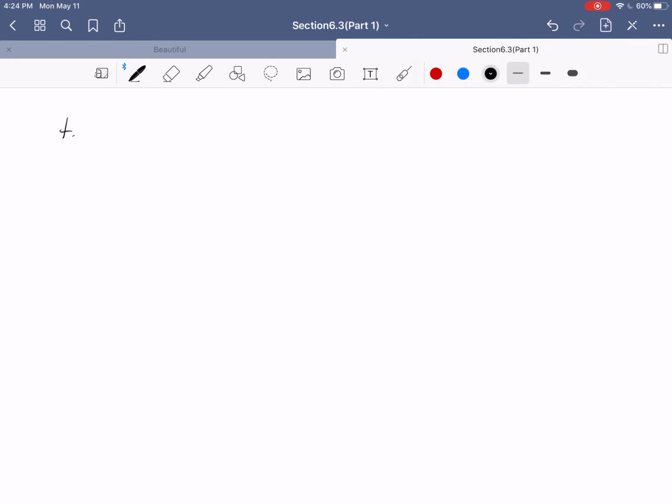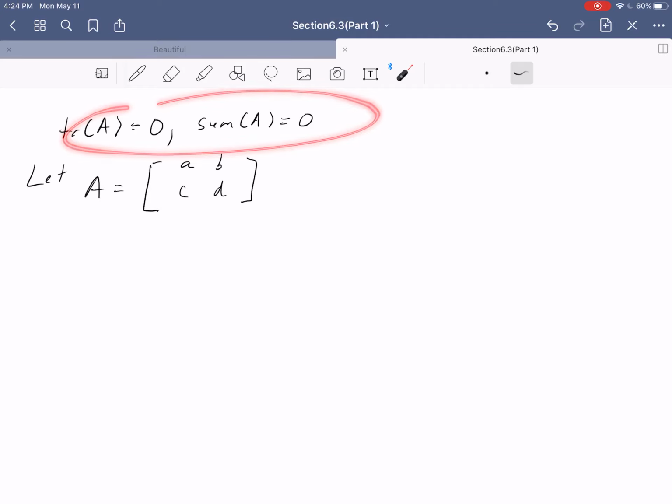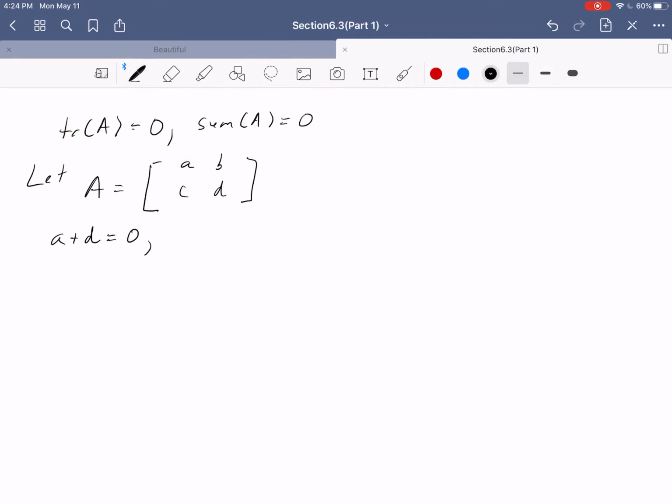So we know that the trace of A is supposed to be 0, and we know that the sum of A is supposed to be 0. So let's just let A be a generic matrix, A, B, C, D. What do these two things tell us? Well, these things tell us that A plus D must be 0, and that A plus B plus C plus D must be equal to 0.